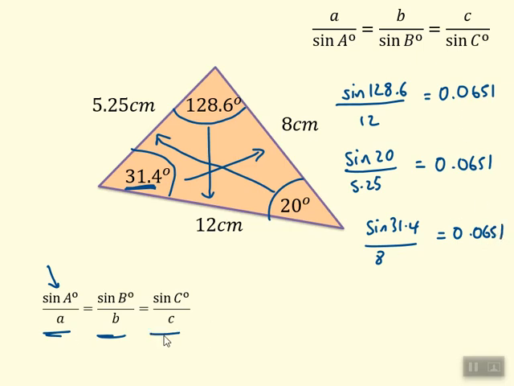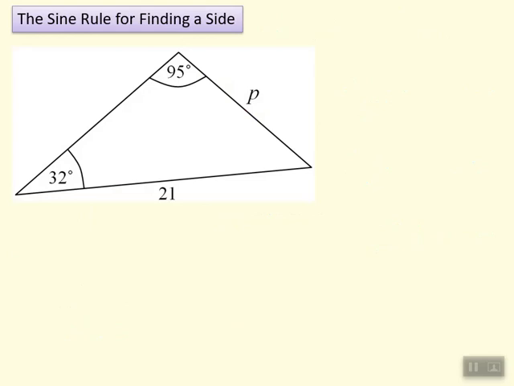So basically it's saying to you, if you take the sine of any angle in the triangle divided by its opposite side, it's the same no matter which angle you take and divide by its opposite side. That's literally what the sine rule says. And these are the two versions of it. They're both the same, they're just upside down versions of each other. Now, we're going to look at how to use this to work out missing sides.